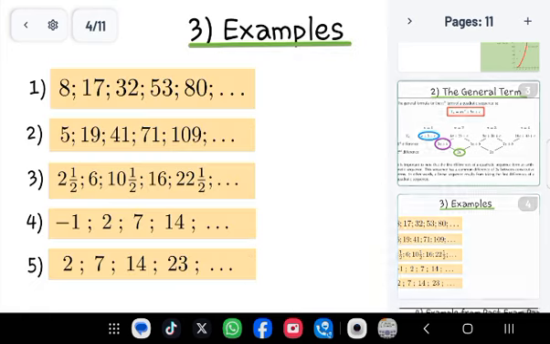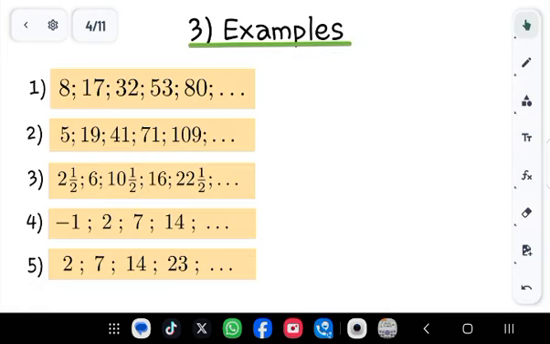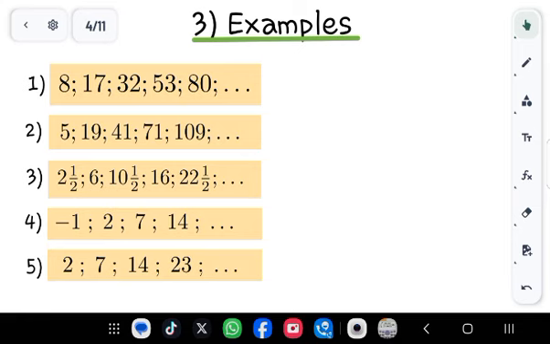Now let's look at some examples of quadratic patterns. You've got all of this. Please pause to figure out the second constant difference of each one of them, just to prove for yourself that indeed all of these are quadratic patterns.